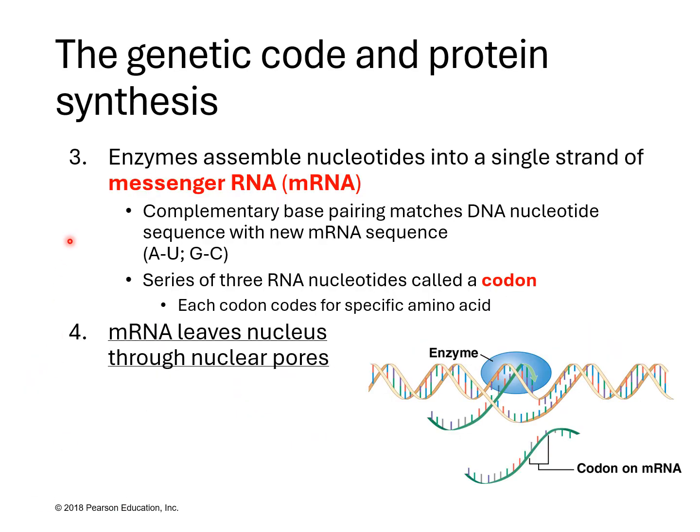Then you have an enzyme. So an enzyme assembles nucleotides in a single strand of messenger RNA. The complementary base pairing matches the DNA nucleotides. And when there is a T, you switch that out with a U. So if it's A to T, it would be A to U. And C to G or G to C remains the same. In a series of 3 RNA nucleotides, that's what's called a codon. And again, each codon is going to code for a specific amino acid. Messenger RNA can leave the nucleus through nuclear pores.